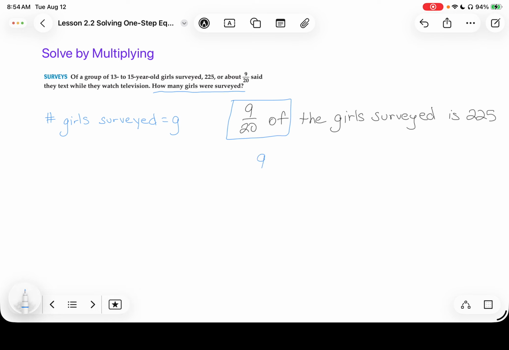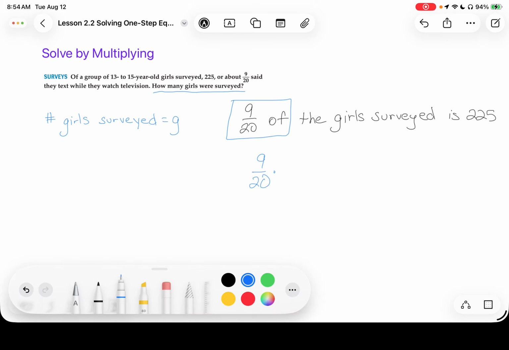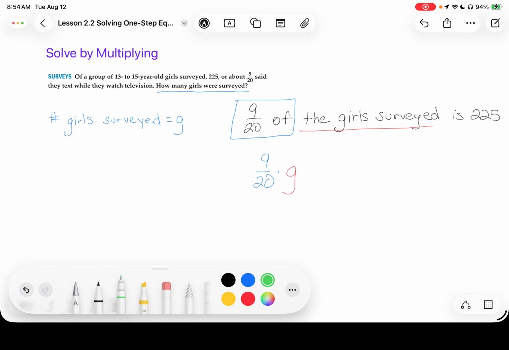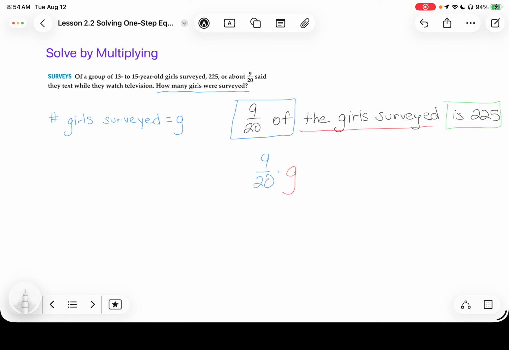9/20ths of means 9/20ths times. The girls surveyed is my variable, number of girls surveyed, so times G. And then is 225 means equals 225. Okay, and so what I want to do is I want to get the G by itself. I've got 9/20ths times G, which means I want to divide both sides by 9/20ths.